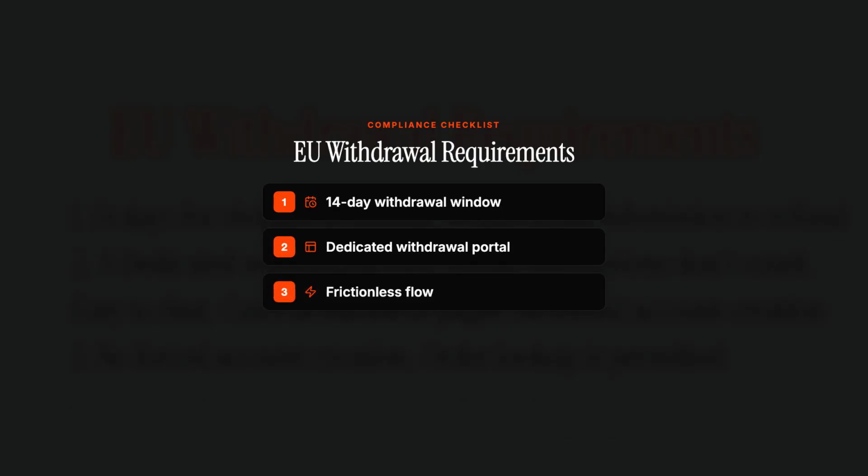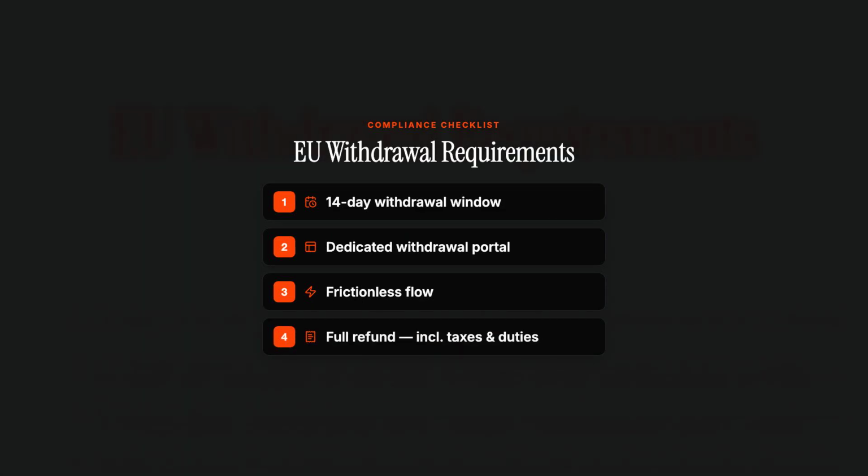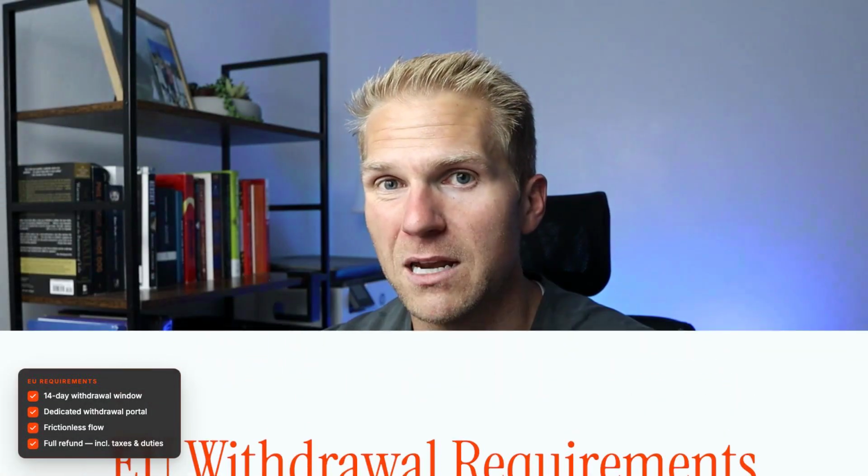The third thing is that it must be a frictionless flow, meaning you can't add on extra steps for them to fight through to be able to withdraw an order. And the fourth thing is that a shopper must receive a full refund of the product costs, duties, fees, taxes, etc. And it must be within a certain window period. And this must be set up inside of your withdrawal portal, which I'm going to show you how to set up.